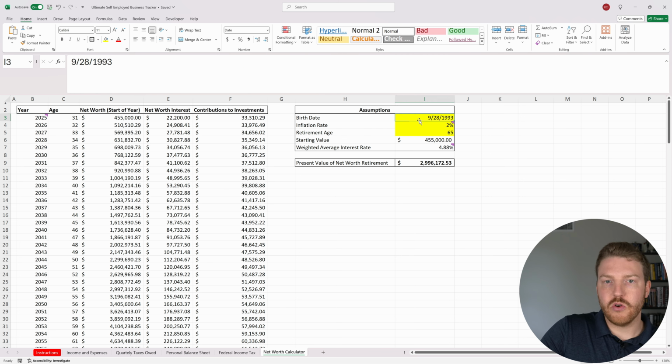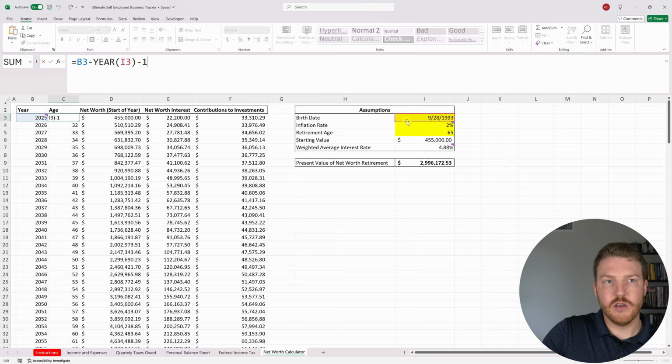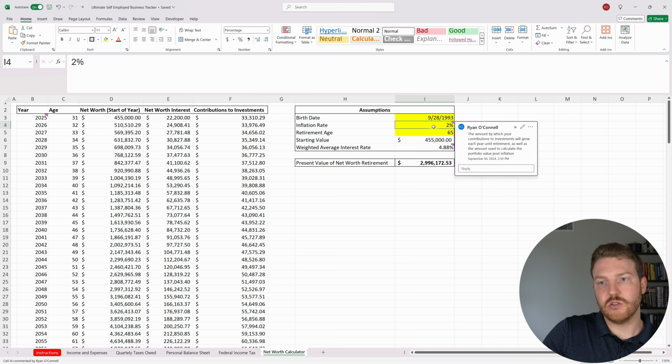Then you're going to put in your actual birth date right here in yellow, and this age is going to be based on that birth date, so you can use this formula right here to figure out the age based on the birth date and the year. And then we can also put in the inflation rate of 2%. So this is the long-term Fed target.